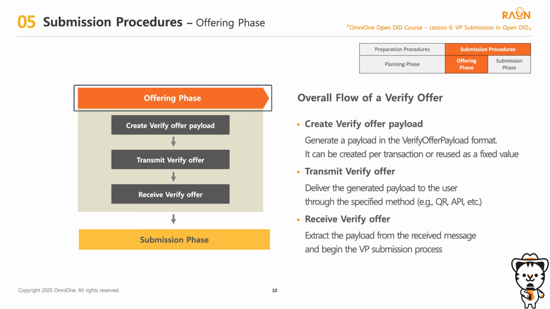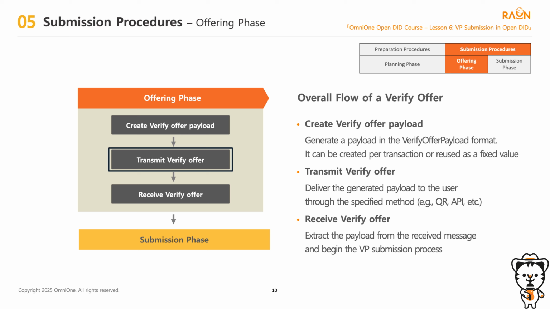To reiterate, for a user to submit a VP, an offer must first be sent from the server. The user then submits the VP based on this server-sent offer. The process for this is the offering phase. The first step is creating the submission offer payload. In this step, the payload is generated based on the rules defined in the message format definition stage we discussed earlier. The payload is created according to a predefined structure, such as generating a unique identifier for each transaction.